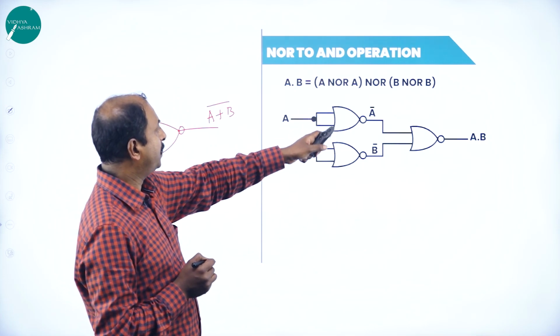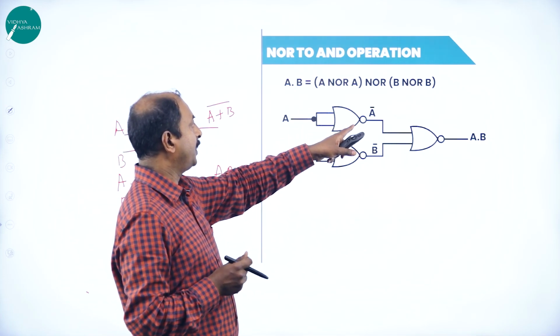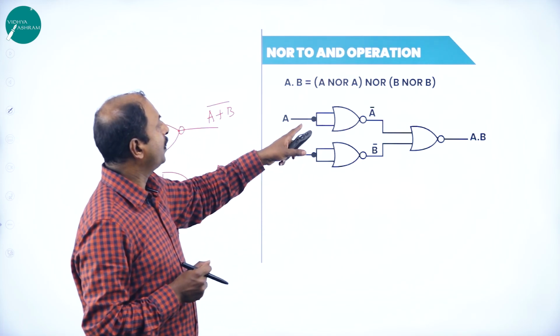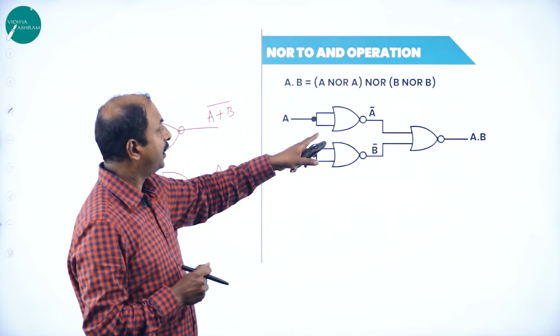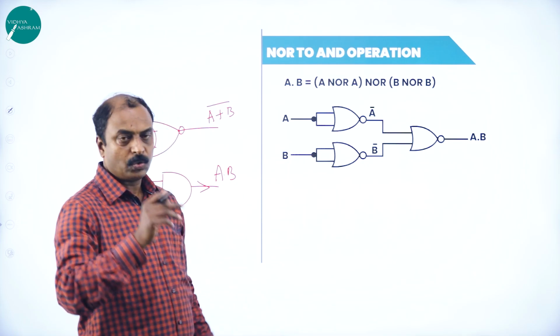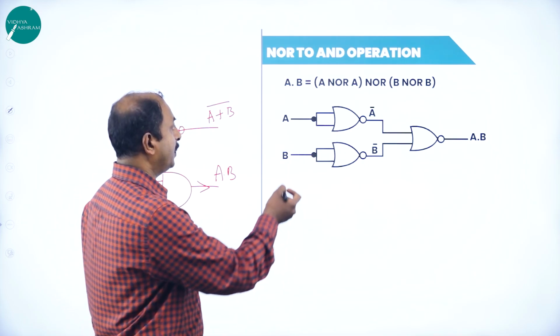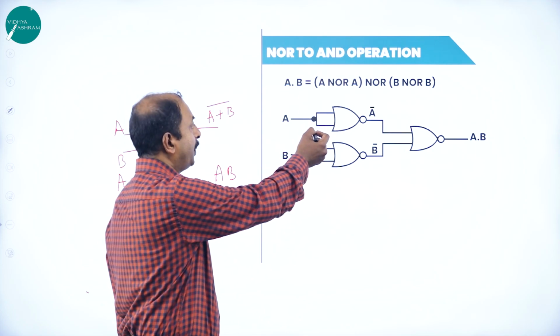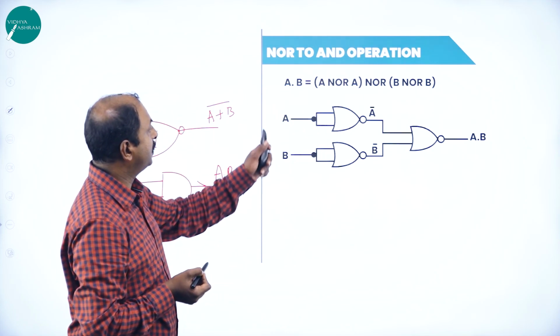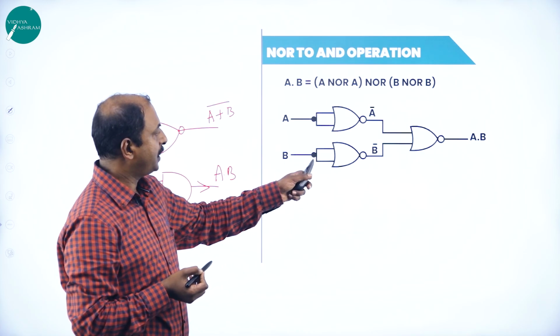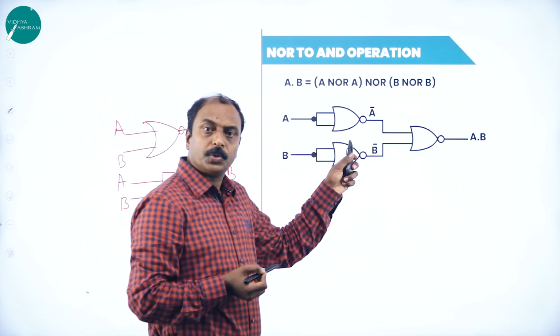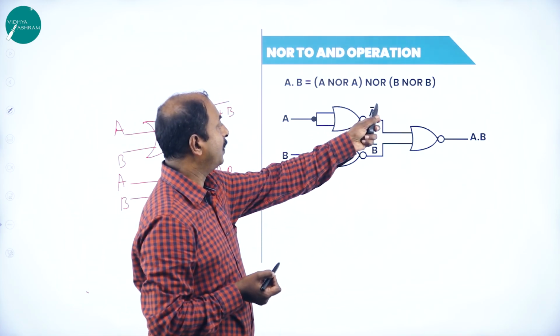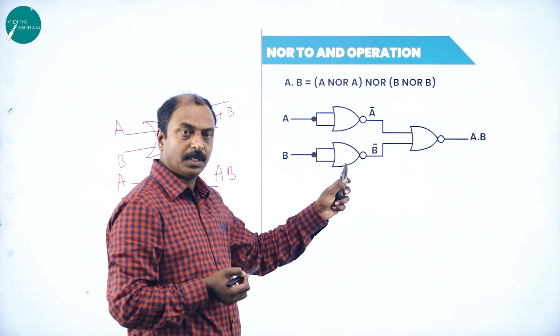Now look at the circuit here. This is again a NOR gate with only one input here, A. Generally a NOR gate will have two or more inputs, but here we have combined these two terminals to make one input. So A is one input, B is one input, and the output of these gates will be A naught, and for this it is B naught.